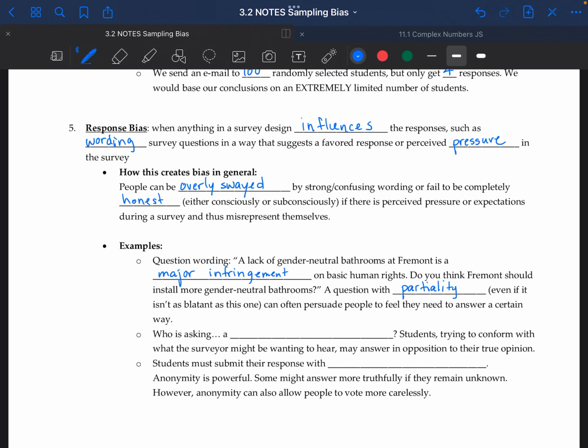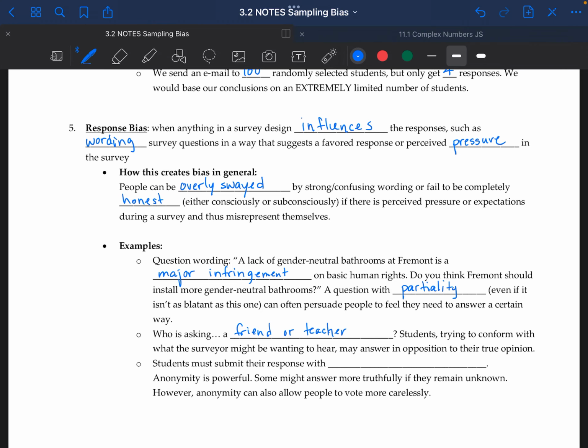So who's asking? That's always important. Is it a friend or a teacher or another respected adult in your life, a parent? If it's these people asking, then students trying to conform with what the surveyor might want to hear may answer in opposition to their true opinion. That's a big thing there. If you feel differently than your friends and your friend is asking, you might think, oh, I guess I should respond the way they want me to, because they think I believe it this way.